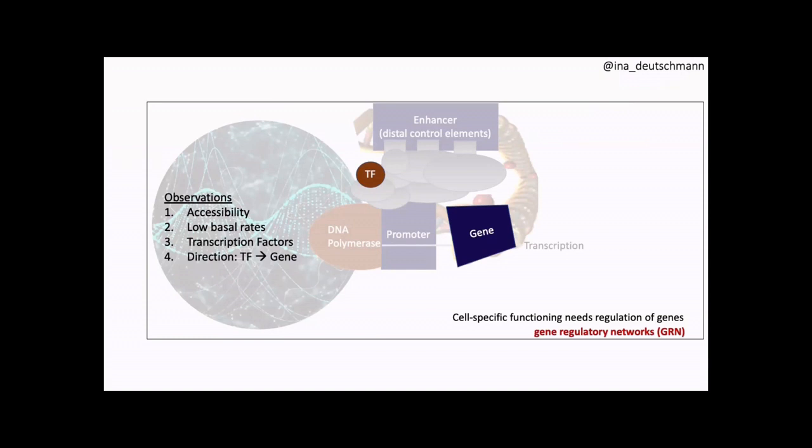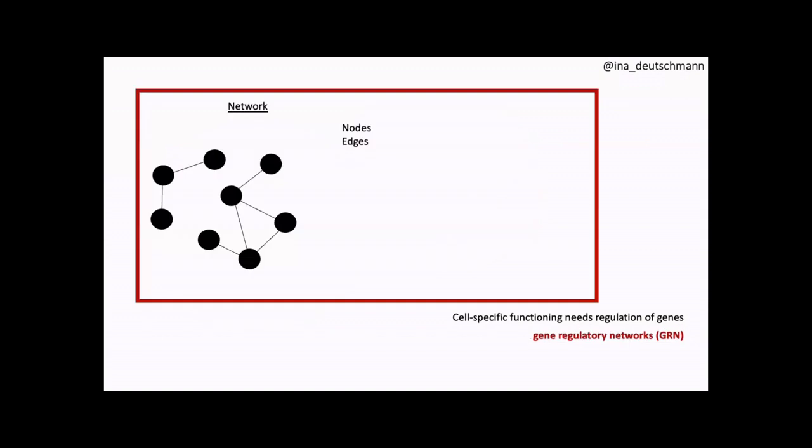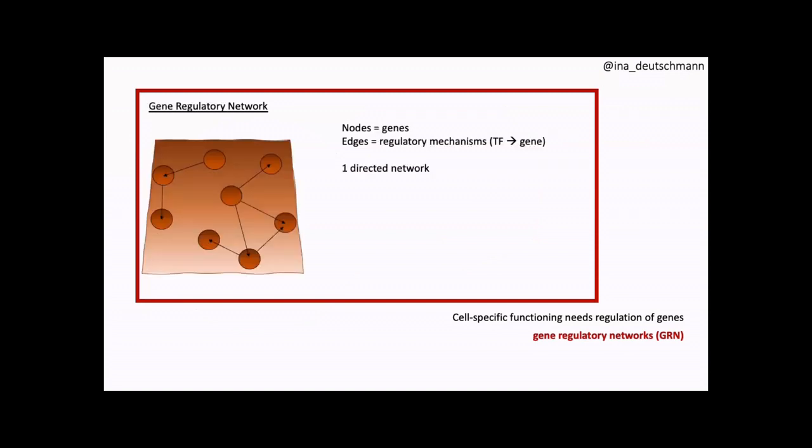We can represent the transcription factor-gene relationships as a network. A network is a mathematical object consisting of nodes and edges. In a gene regulatory network, the nodes represent genes, and the edges represent regulatory mechanisms. Since these networks represent transcription factor-gene relationships, the edges are directed. And since transcription factors are also genes, the direction can be in both ways.